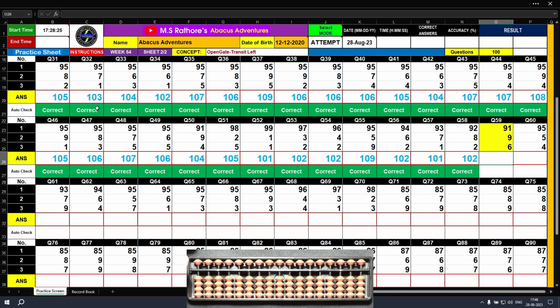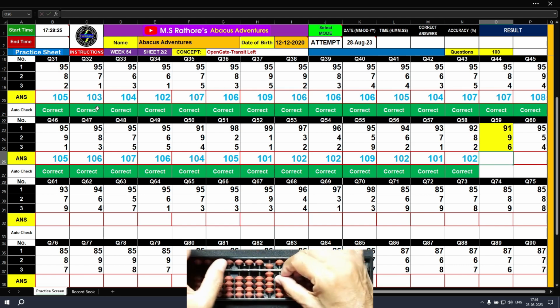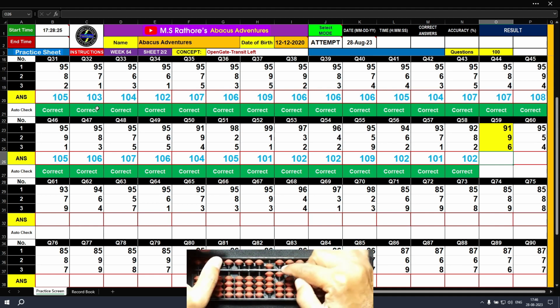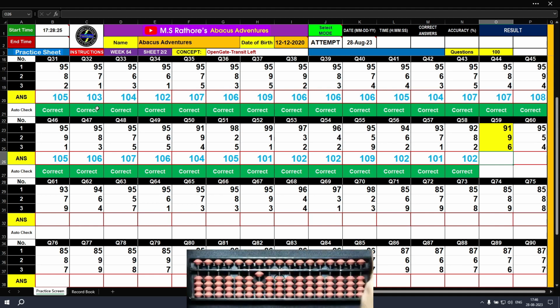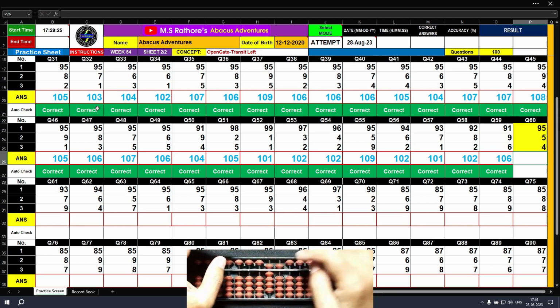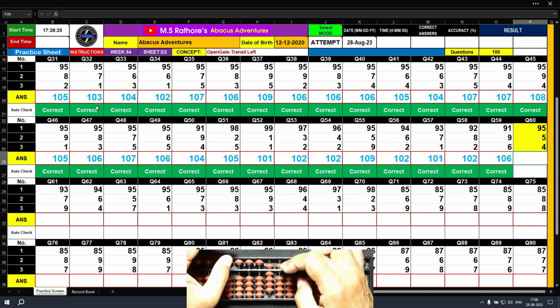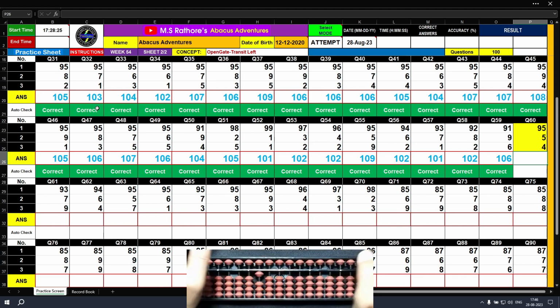Question number 59. Plus 90, plus 1, plus 9 equals minus 1, plus 10, plus 6. The answer is 106. Question number 60. Plus 90, plus 5, plus 5 equals minus 5. Open the gate. Plus 10, plus 4. It's 104.